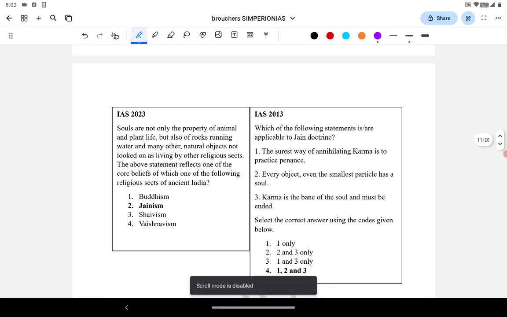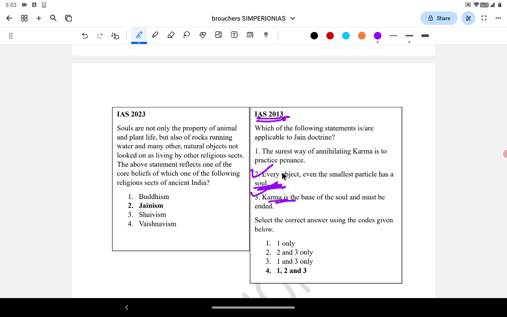Let's go to this particular question on Jainism. Let's go to the 2013 question. Let's consider the second and, I think, third statements. Every object, even the smallest particle, has a soul. Karma is the bane of the soul and must be ended. All three statements were correct. By this you can infer that Jainism talks about the importance of the soul. Every object has a soul.